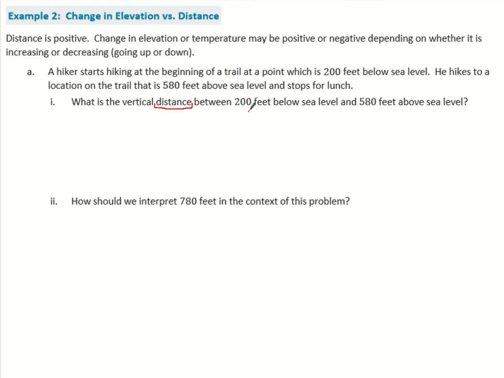Well, first things first, we need to take our integers. 200 feet below sea level, that below means that this is going to be a negative 200. 580 feet above sea level, this means that this is going to be a positive 580. So now to find distance, remember our distance is going to be the absolute value of our starting point minus our ending point.